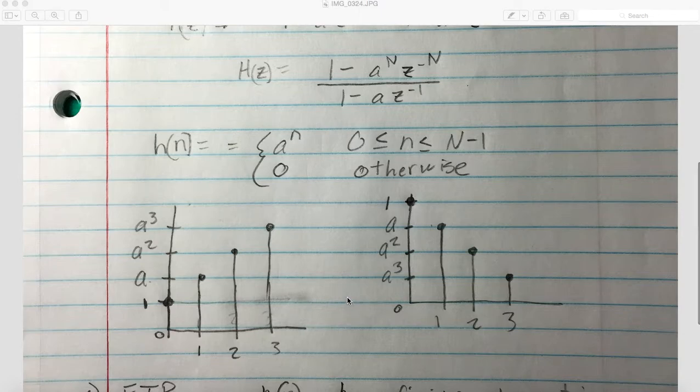The sketch of this function, if a is greater than 1, will look like this. As n goes to infinity, it will increase exponentially. And if a is less than 1, as n goes to infinity, the graph will approach 0.